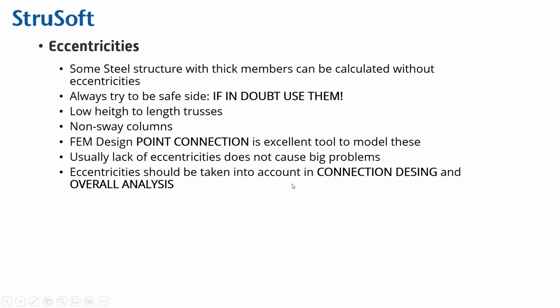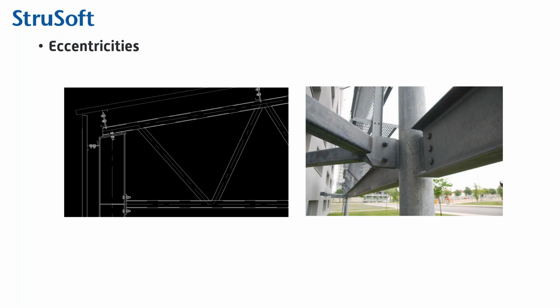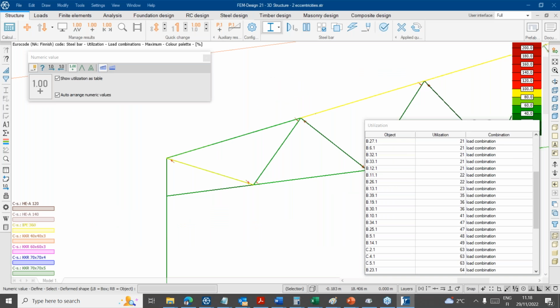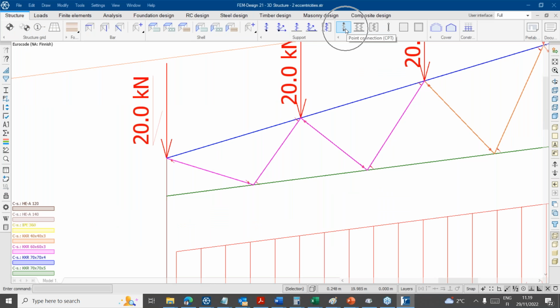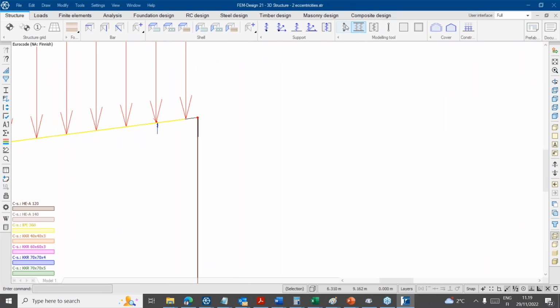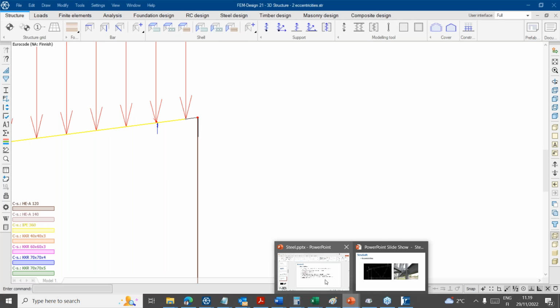The eccentricities should be taken into account in the connection design and also in the overall analysis. By default, our software will design all the connections with the eccentricities. But if you want to take them into account in the global analysis, it's better to model them with the point connection tool. I forgot to show you the tool, but it's here. You can do any kind of connection with this one. It's easy to just select one element and the other element and make the point connection, pinned or rigid, between them.